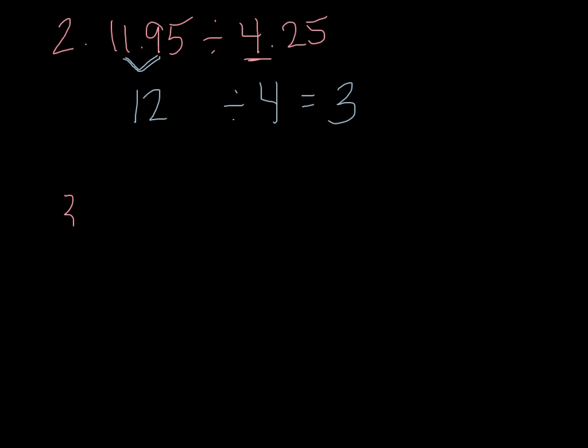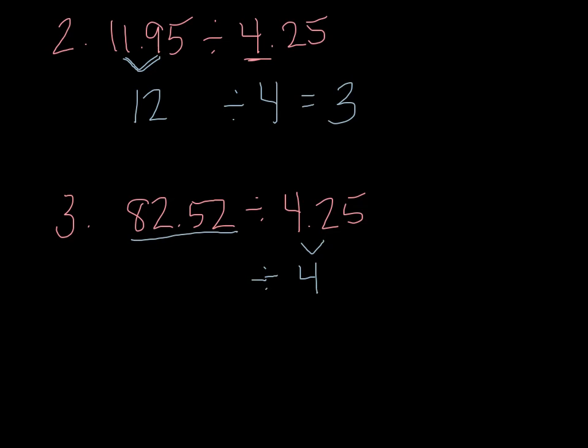Let's try a third example. 82 and 52/100 divided by 4 and 25/100. Okay, now this one we've got to think about a little bit. I'm going to round that one to 4 because I like 4. It's even, it's easy to work with. Bring down my divided by sign. Now I have to think what numbers close to 82 and 52/100 that 4 goes into.